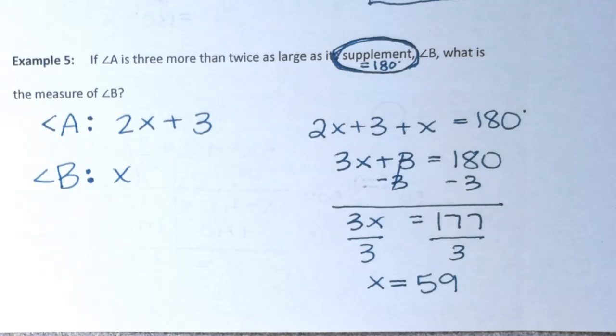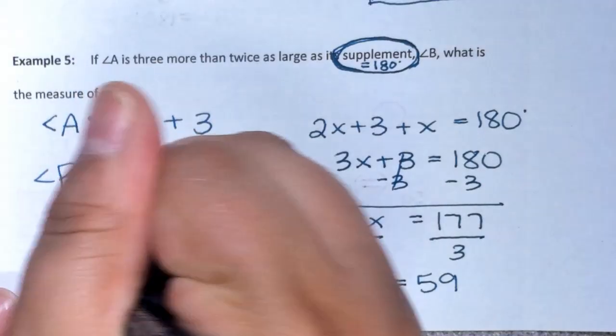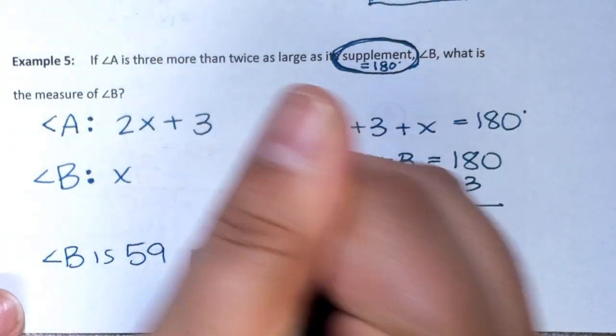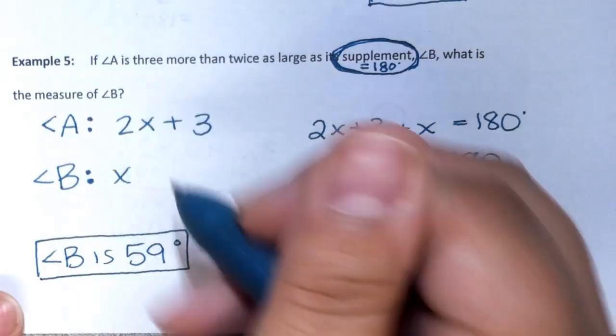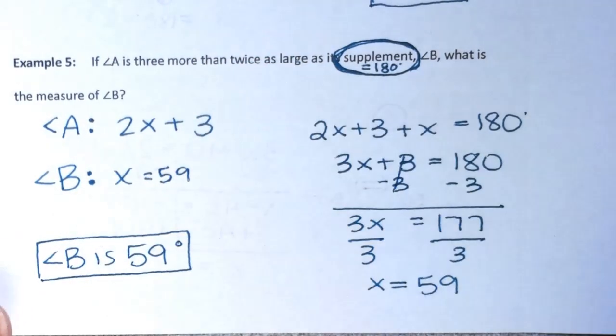What does this question ask us for? What is angle B? It is just 59 degrees, because angle B is x. So angle B is just 59 degrees. What questions can I answer before we get complicated?